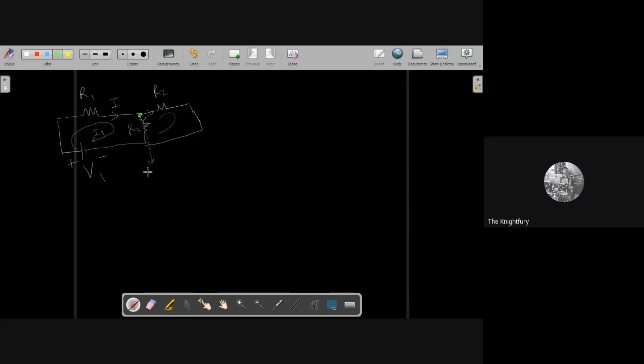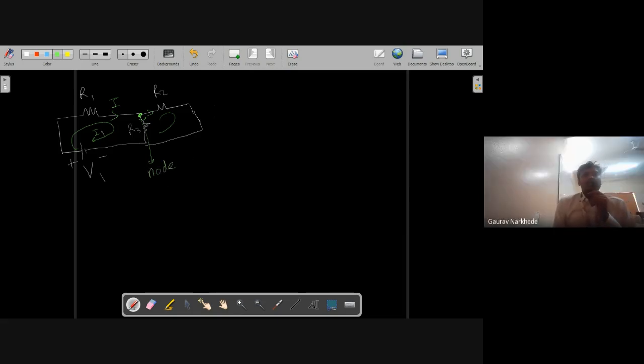So this point is called a node. Whenever three or more branches are connected together, at that point the current will get divided. At this point the current is the same, because whatever current is flowing here will go here. So can I say the incoming current towards this node is equal to the current which is going out of this node?